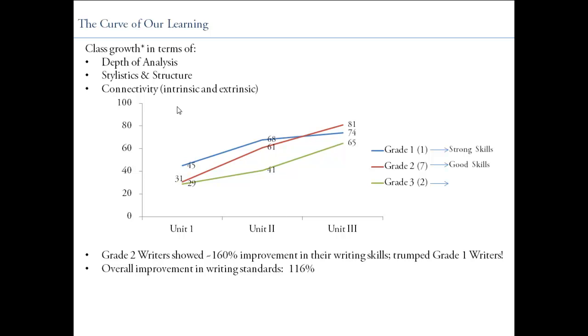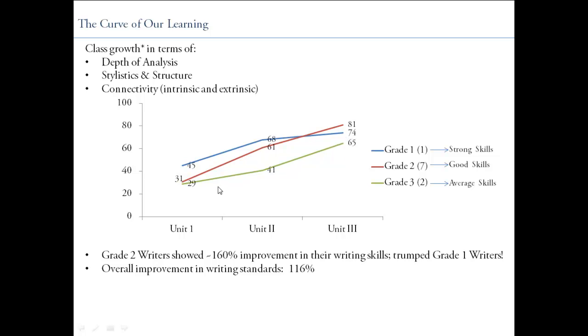Now if you look at the corresponding graph, if grade 1 started off at a score of 45, the writer went on to score a 68 in Unit 2, and by the final draft of Unit 3, they scored a 74.